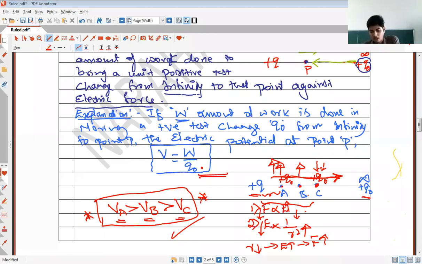And remember, when we reach infinity, if we start moving away from the source charge and reach infinity, potential at infinity is equal to 0. So electric potential at infinity is taken to be 0. Right. So I hope the idea of electric potential is clear.